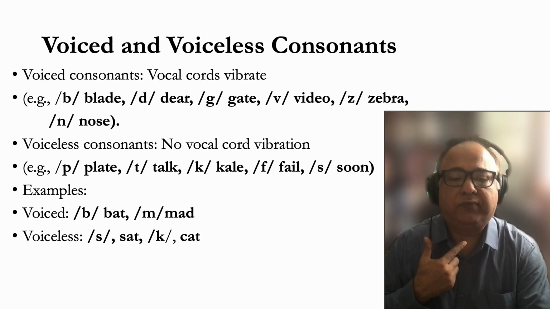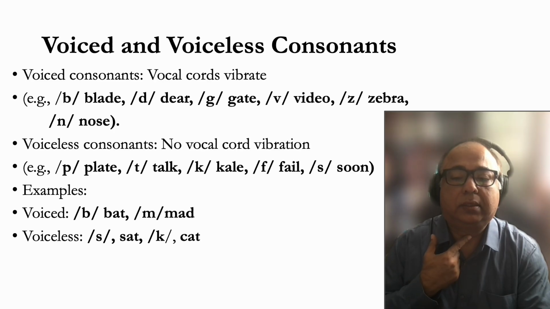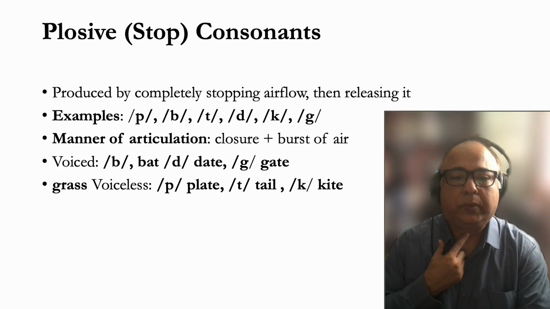Now let's pronounce the voiceless consonants in which the vocal cords do not vibrate. Let's try this again. P, plate. T, talk. K, kale. F, fail. S, soon. Some examples of voiced consonants, as you just learned, are b, bad, m, mad, and voiceless consonants, s, sat, k, cat. Okay, moving on.